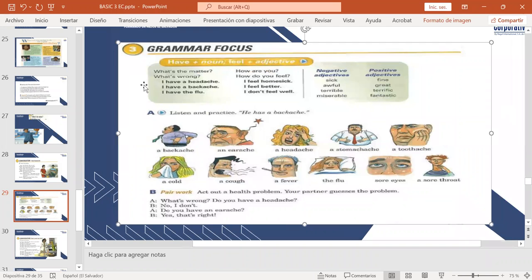¿Ya lo vieron? ¿Sí? You see, have plus noun, feel plus adjective. ¿Qué quiere decir? Mire. What's the matter? What's wrong? I have a headache. I have a backache. I have the flu. How are you? How do you feel?